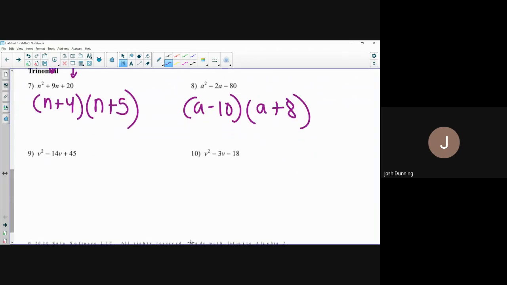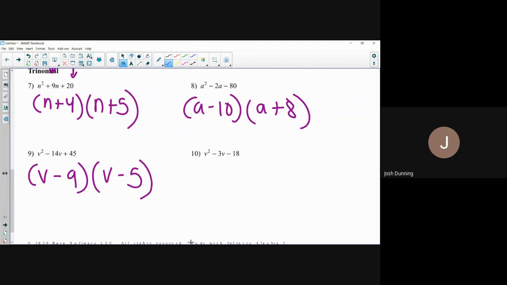Number 9, your last number is positive. So it's either positive times a positive or a negative times a negative. And since the middle is negative, it's got to be the 2 minuses. 9 times 5 is 45. 9 plus 5 is 14. And you could write the 5, then the 9. Doesn't matter.